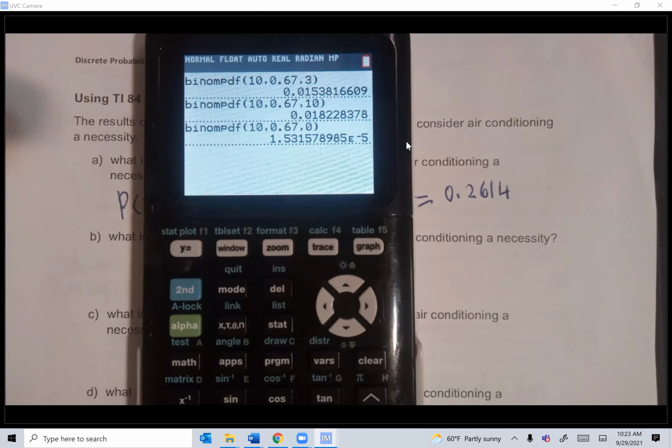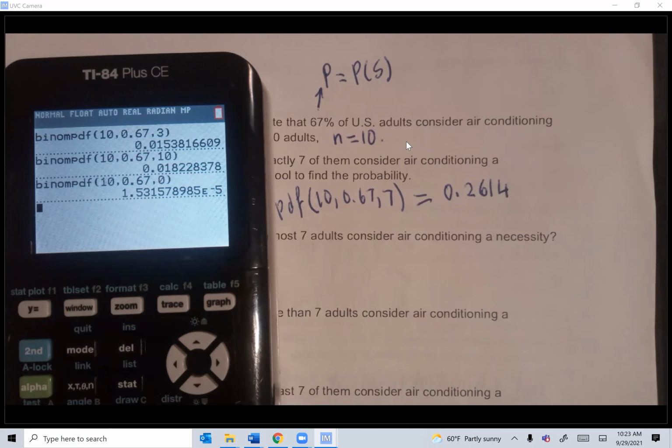Okay. I could ask you to find the probability of x equals 0, 1, 2, 3, 4, 5, 6, 7, 8, 9, 10, and that will form the entire probability distribution. Okay. Another question in the book, in the homework online, which I'm going to show you right now.